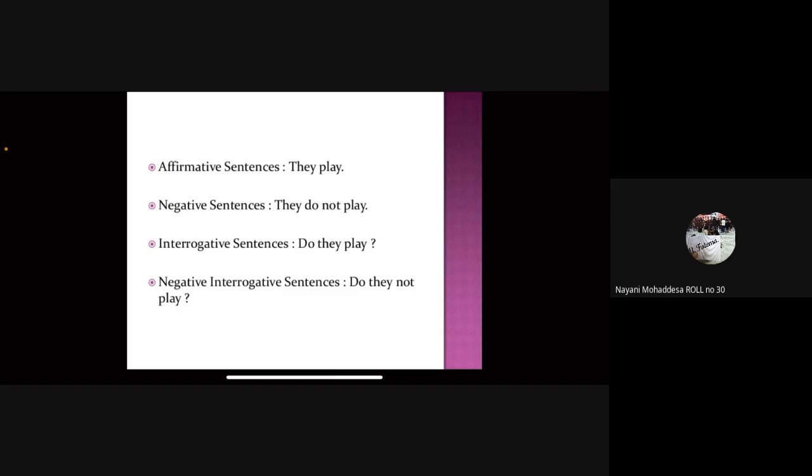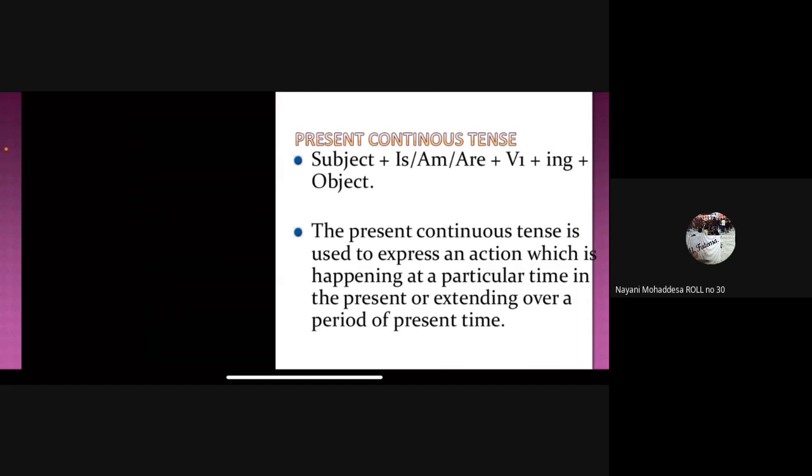Negative interrogative means negative word plus question. Question is there, but it is a negative question. Do they not play? Just not is added. Do you not understand? Do you not come every day? So that is negative interrogative.